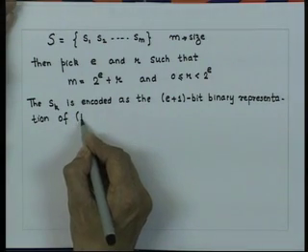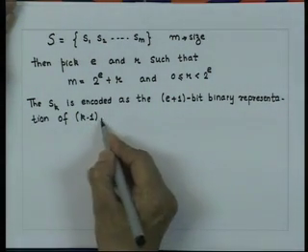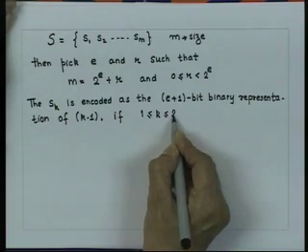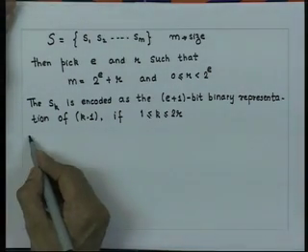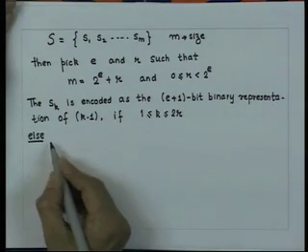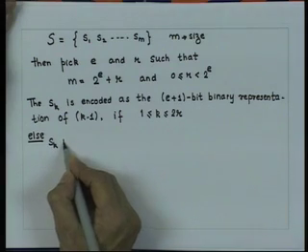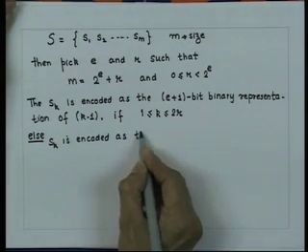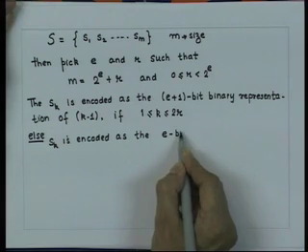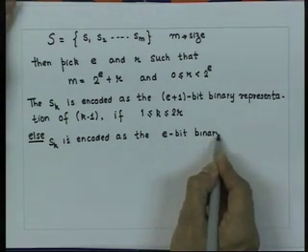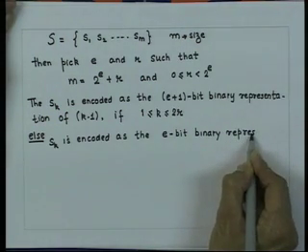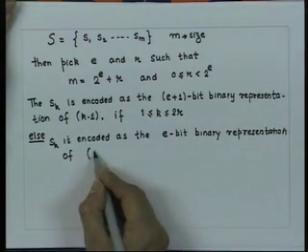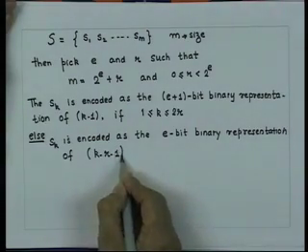of k minus 1 if k lies between 1 and 2R, else Sk is encoded as the E bit binary representation of k minus R minus 1.